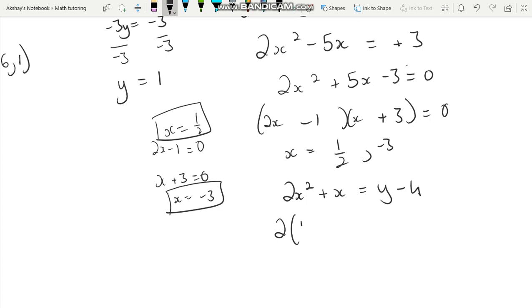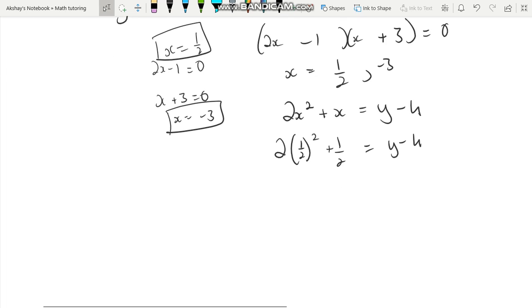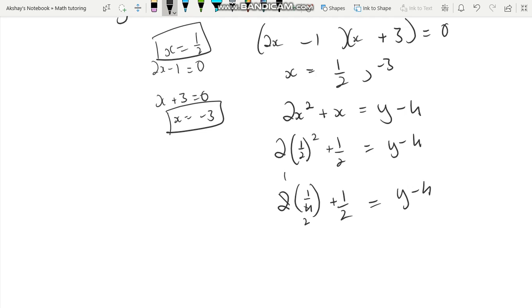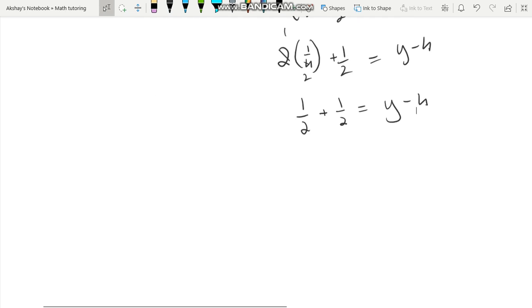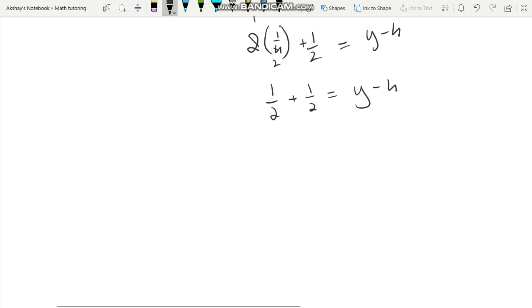So 2 times 1 over 2 squared plus 1 over 2 is equal to y minus 4. I can square my 1 over 2. 1 over 2 times 1 over 2 is 1 over 4. Plus 1 over 2, that stays the same. 2 times 1 over 4: 2 divided by 2 is 1, and 4 divided by 2 gives me 2, so 1 over 2 plus 1 over 2 is equal to y minus 4. Adding 1 over 2 plus 1 over 2, I add my numerators, 2, and my denominator stays the same.